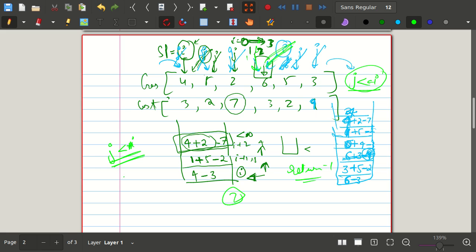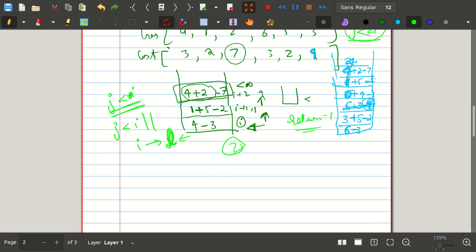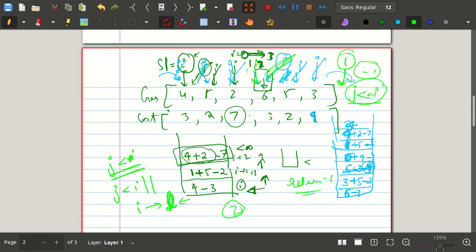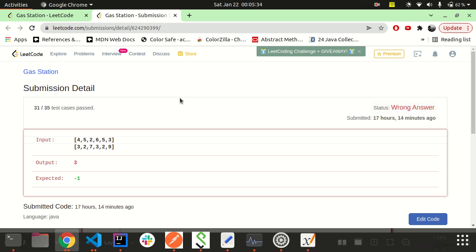So there are two cases when my solution fails and I have to return -1: when j is less than i, or when I have reached the length of the array, because I was starting with 0 1 2 3 4, and when I make my i move here, then I have to return -1. That means no such case is possible, right? So let's take one more good case.